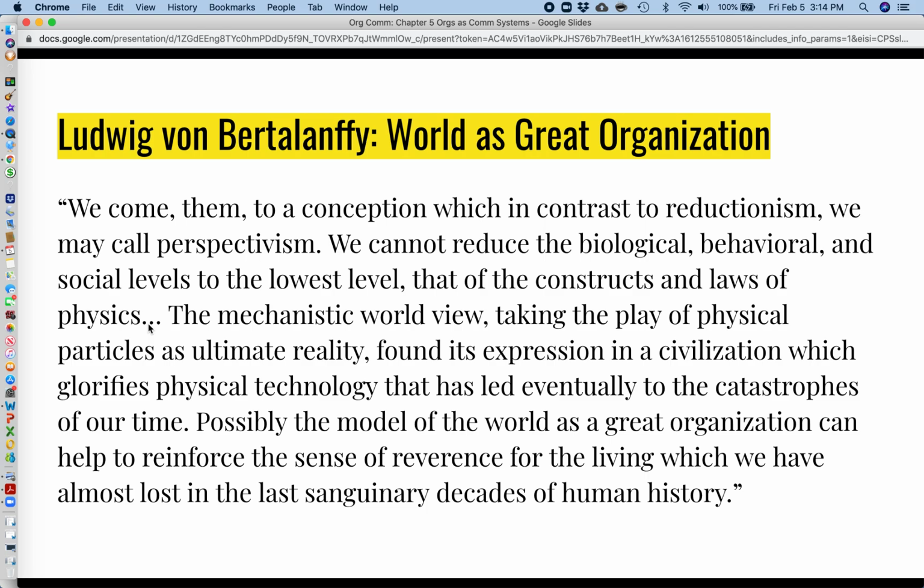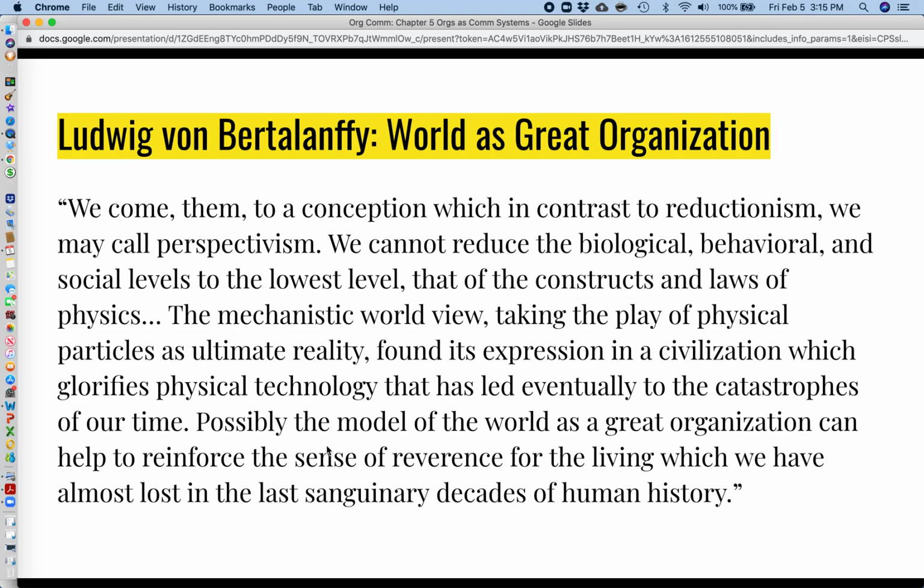So he's saying, look, science doesn't work when you're talking about human behavior and society, right? "The mechanistic worldview, taking the play of physical particles as ultimate reality, found its expression in a civilization which glorifies physical technology and that has led eventually to catastrophes of our time," right? The catastrophes of our time. So what he's talking about there are some of the great tragedies of the last century, right? He's talking about things like the Holocaust in Germany, for example, right?